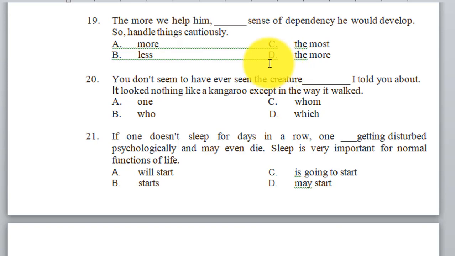The more we help him, the more sense of dependence he would develop, so handle things cautiously. The more we develop, that's called parallel comparison. Sentences with parallel structure: the plus comparative and the plus comparative. The more I practice, the better I improve. The more I practice, the better I improve. The more I exercise, the better I'm found in a good mood. Yes, the more we help him, and here the more sense of, no, not the most. Look here: the more we help him, the most sense of, we do not say, that is superlative degree. Yes, the more we help him, the more sense of dependence he would develop.